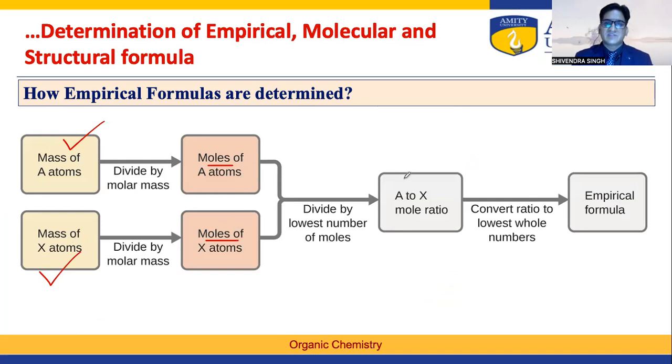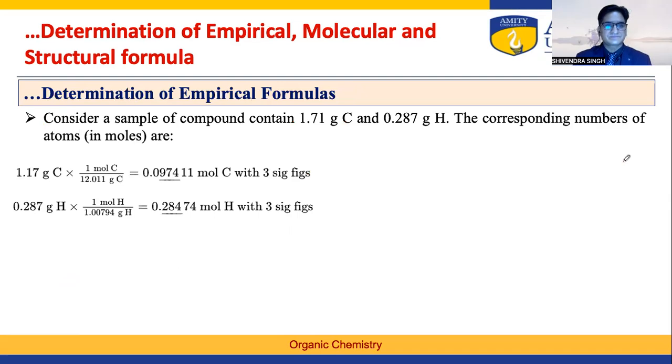Then we will have some A to X ratio, and we have to convert this into whole numbers. It could be possible that this A to X ratio is fractional. Then we have to convert this fractional number into a whole number, and then it gives rise to the empirical formula. So that is how we can simply determine the empirical formula of molecules.